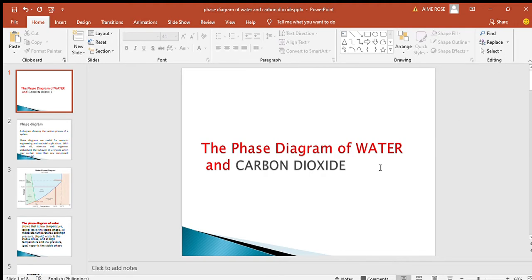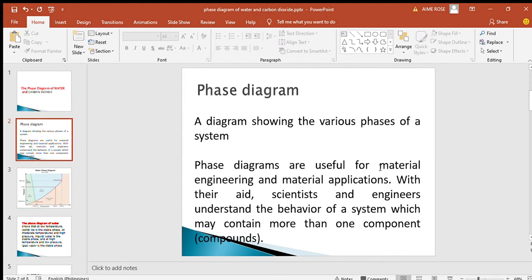Good day, class. Today we will discuss the lesson entitled The Phase Diagram of Water and Carbon Dioxide. This is just a brief explanation for the phase diagram of water and carbon dioxide. Now, when we say phase diagram, it is a diagram showing the various phases of a system.